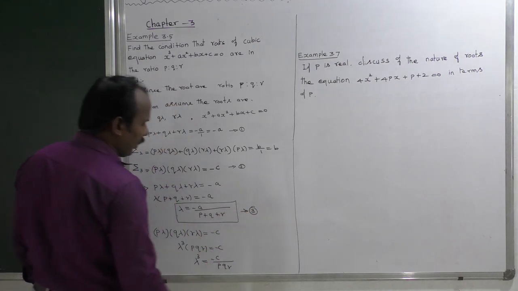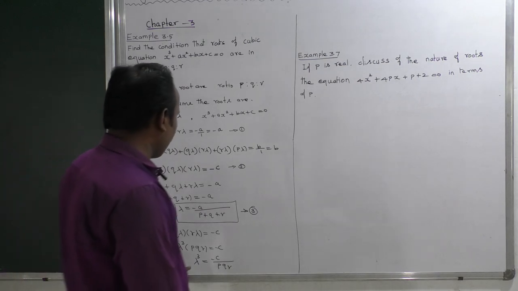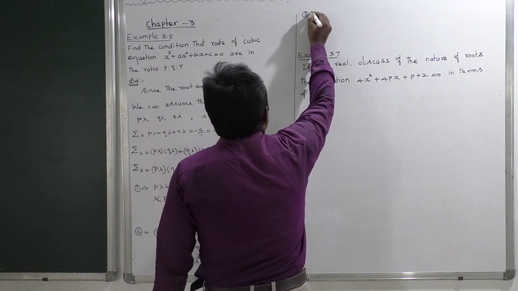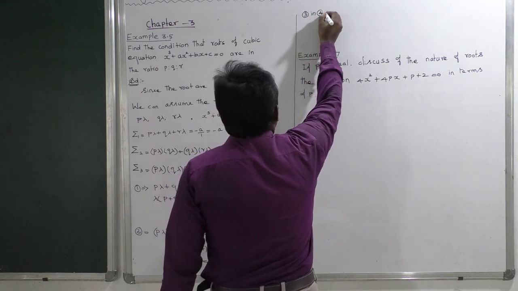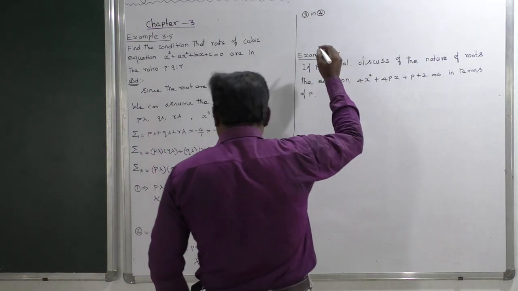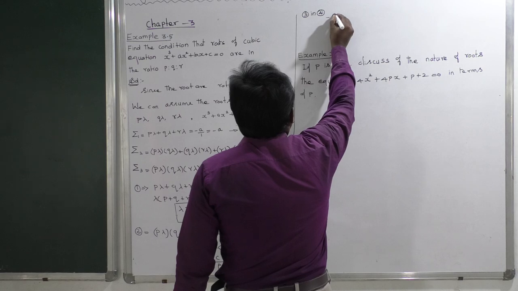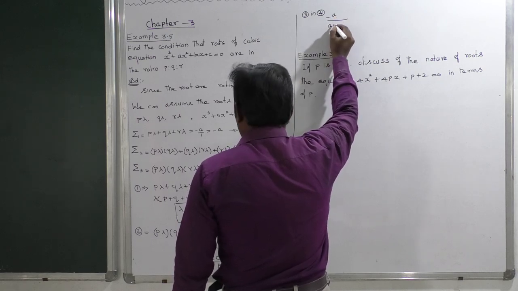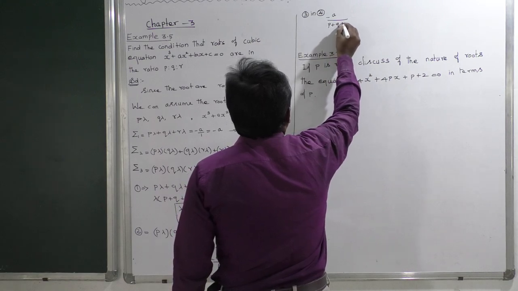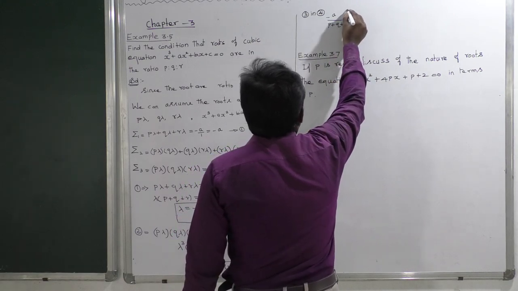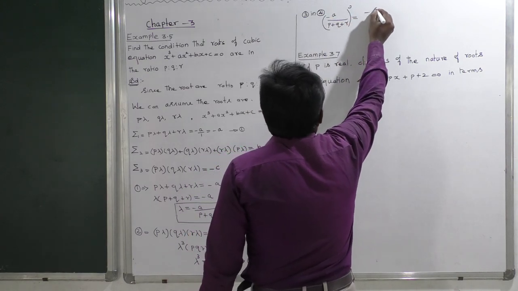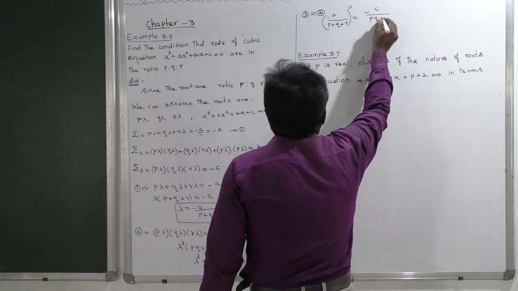Now substitute the value of lambda into equation number 4. Minus a divided by p plus q plus r, the whole power 3, is equal to minus c divided by p q r.